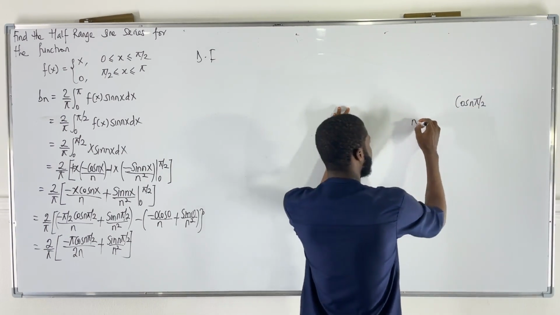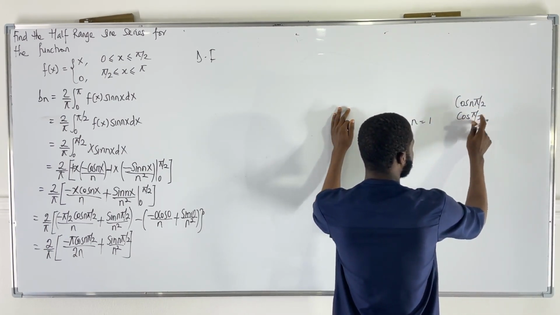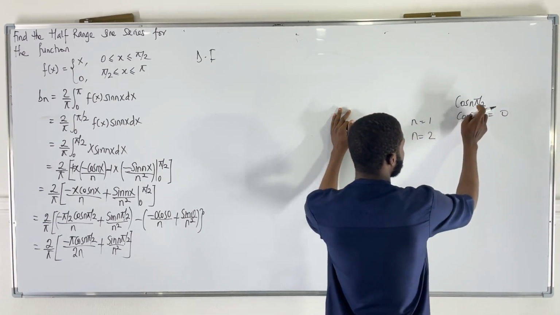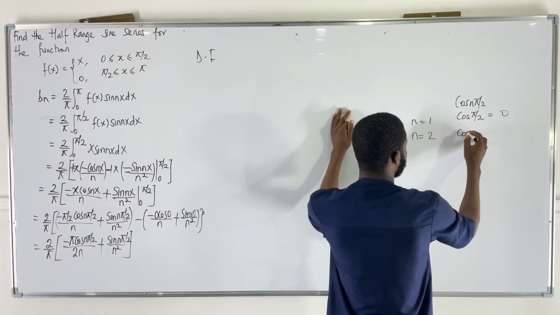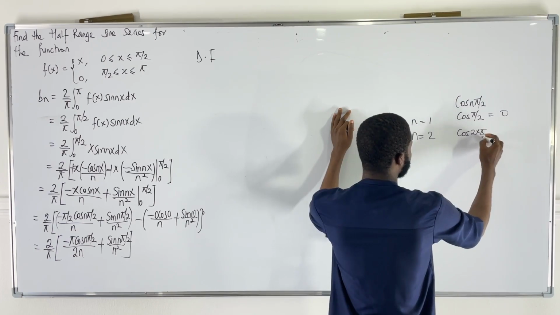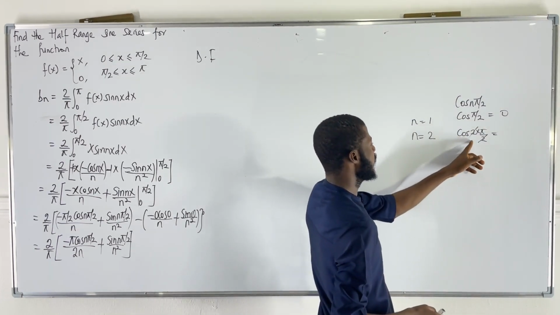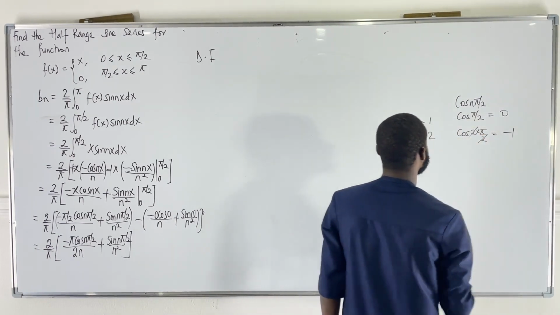So first, let n equal 1. What is cos pi over 2? That's cos 90. Cos 90 is 0. Let's say n is equal to 2. If n is equal to 2, when you put 2 here, this will become cos 2 times pi over 2. So the 2s will cancel. When you get that, this will be cos pi. Cos pi is minus 1.